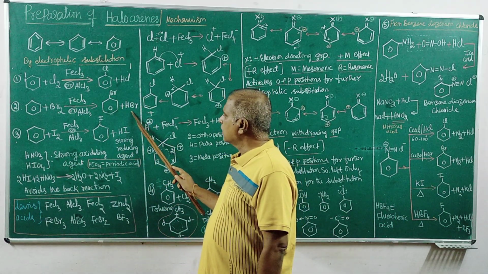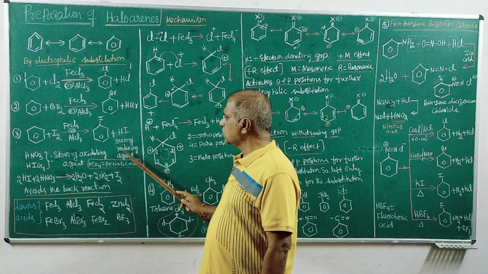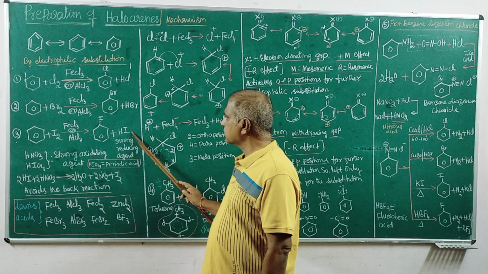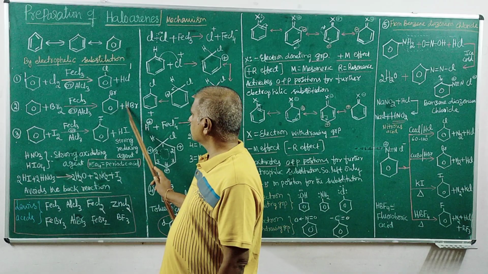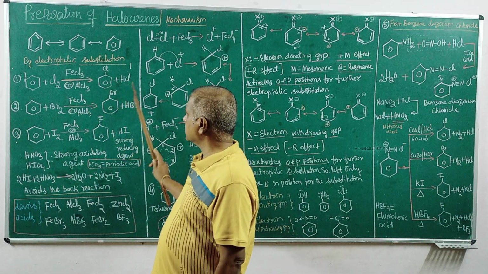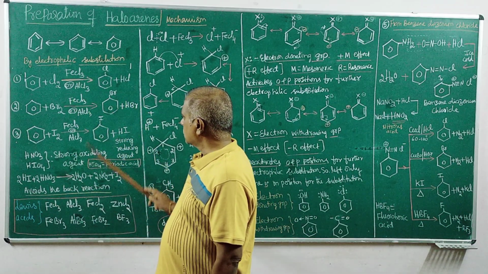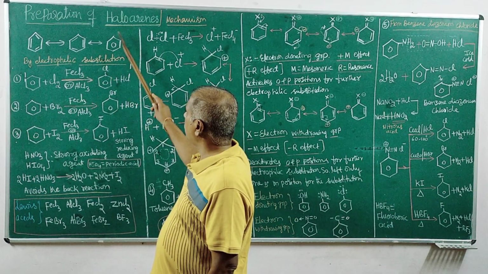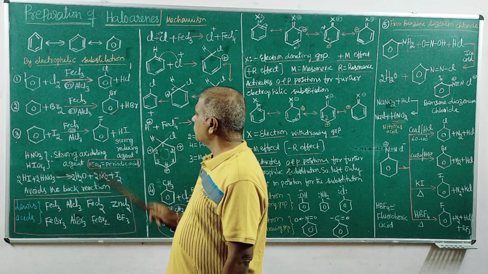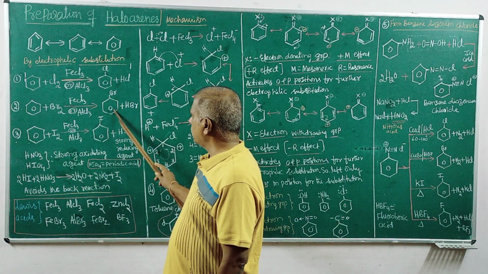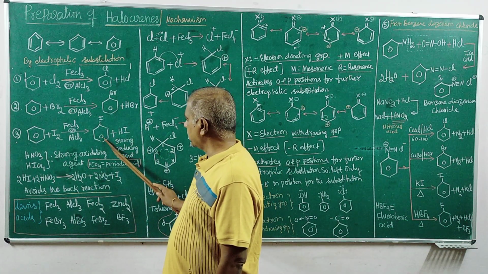HCl and HBr are comparatively less reducing agents, while HI is a strong reducing agent. So these will not cause a reverse reaction, and the forward reaction is pronounced in this case. So these are the halo derivatives of benzene. This is known as the chloro derivative, this is the bromo derivative, and this is the iodo derivative.